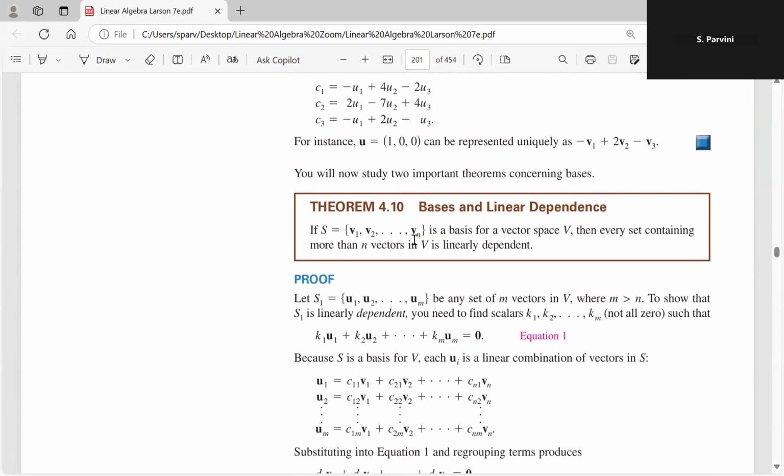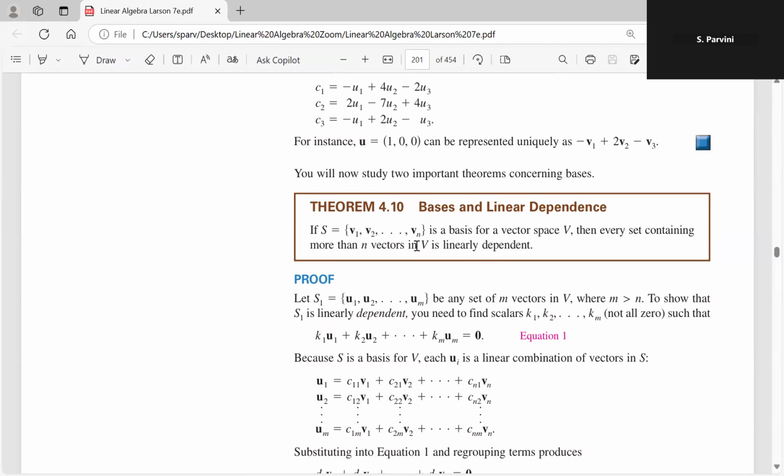Now, our next theorem, Theorem 4.10, covers basis and linear dependence. Suppose we have a basis. That means every vector in the vector space V can be written as a linear combination of these. So let S be a basis for that vector space with n vectors. Then every set containing more than n vectors in V is linearly dependent. In other words, it suffices to have only n vectors in the basis. If you have more than that, the set is going to be linearly dependent.